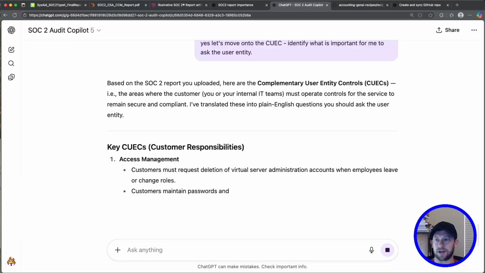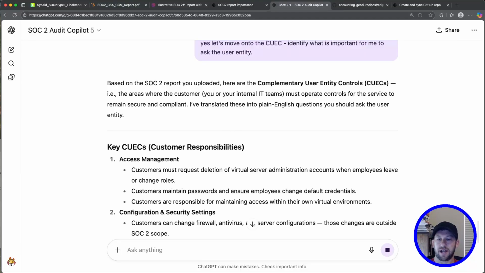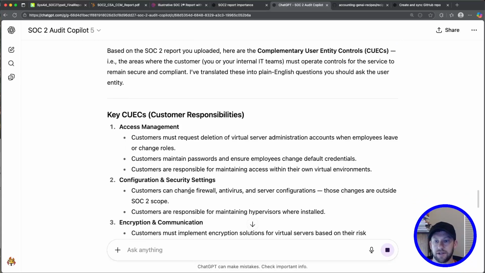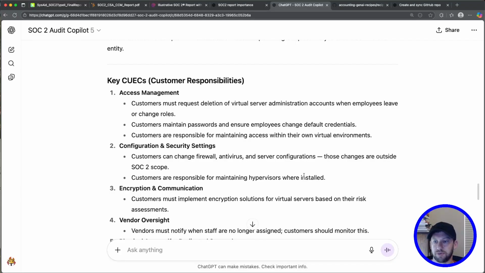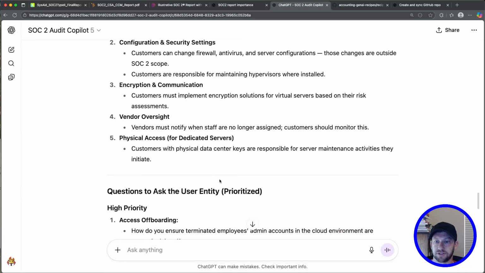All right, so here are the complementary user entity controls. Access management: customers must request deletion of virtual server administration accounts. That makes sense because they're not going to know to delete them automatically. Configuration and security: customers can change these. These are outside of the SOC 2 scope. Customers are responsible for maintaining hypervisors. Customers must implement encryption solutions.